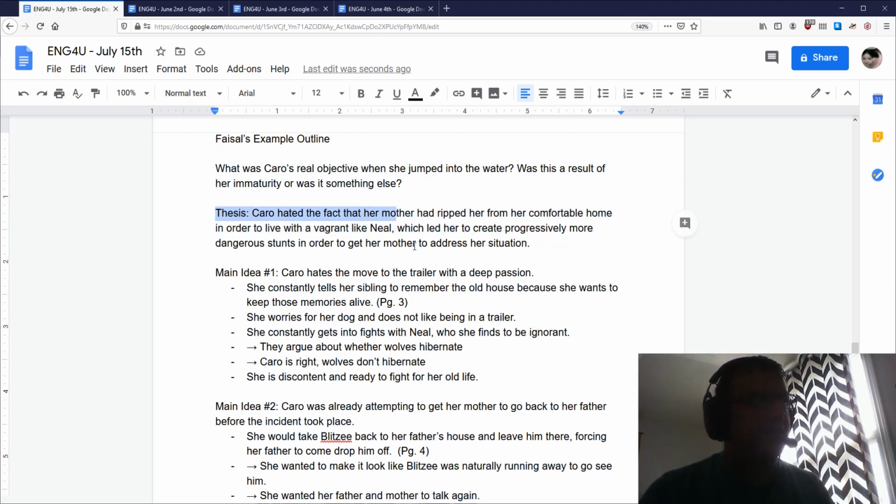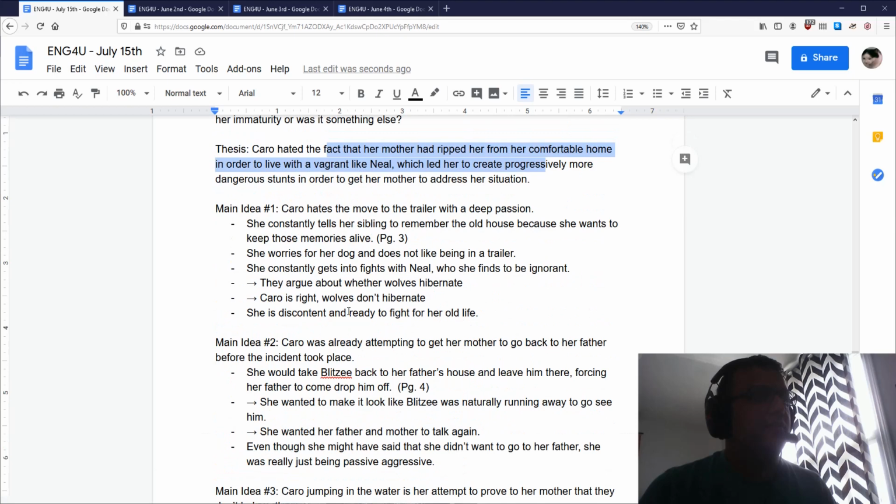Caro hated the fact that her mother had ripped her from her comfortable home in order to live with a vagrant like Neil, which led her to create progressively more dangerous stunts in order to get her mother to address the situation. So I've got my thesis right there. And then essentially what I do is I just create my main ideas. So in my first body paragraph, I'm going to talk about, well, let's see. Main idea number 1. Carol hates the move to the trailer with a deep passion. So that's my main idea number 1 that's going to go in my essay.